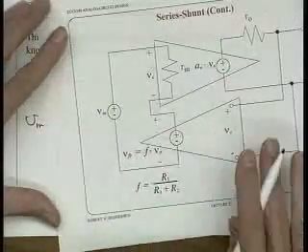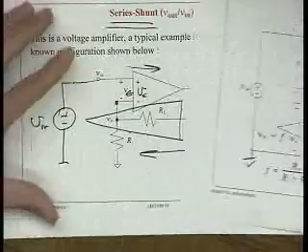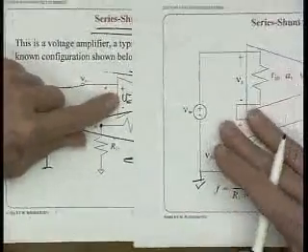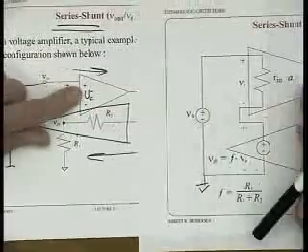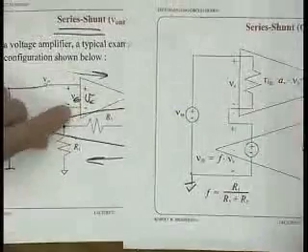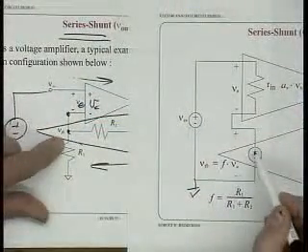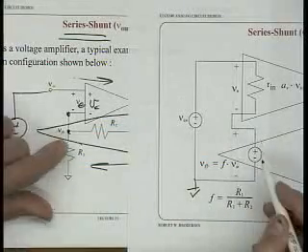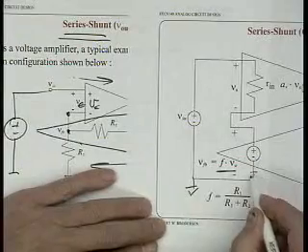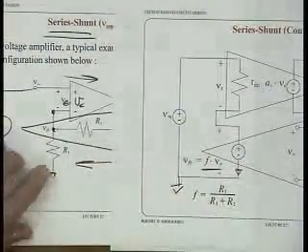I didn't show a ground here, so I'll put a ground in. Here's the basic amplifier, and here's its input resistance. Here's the feedback network output, F times V out. This side's grounded, so here's the feedback network.